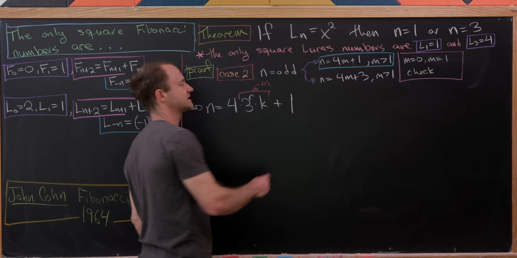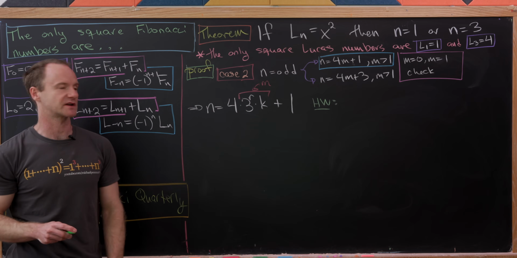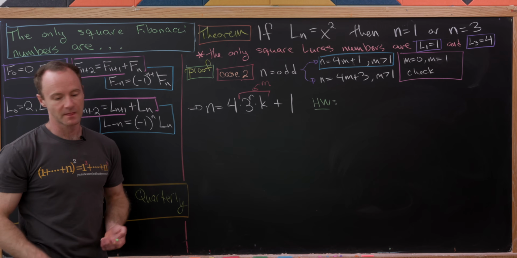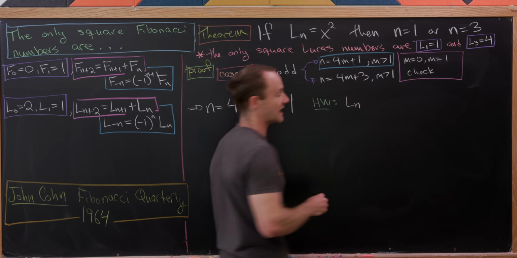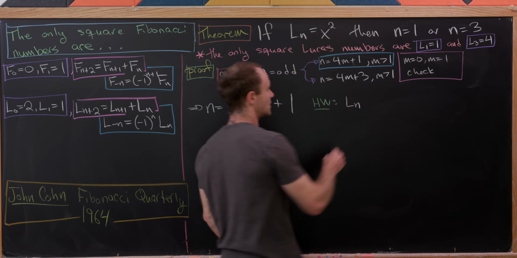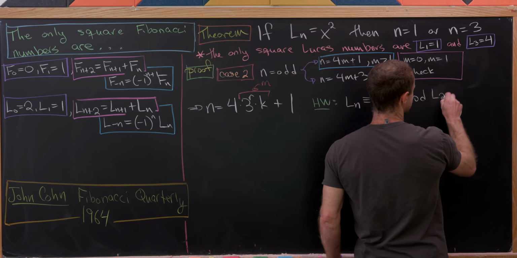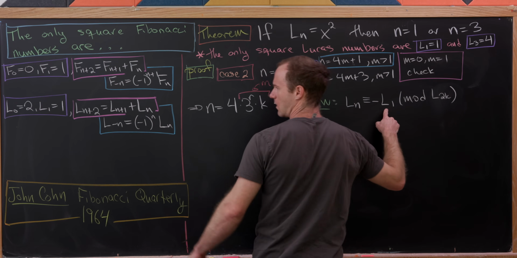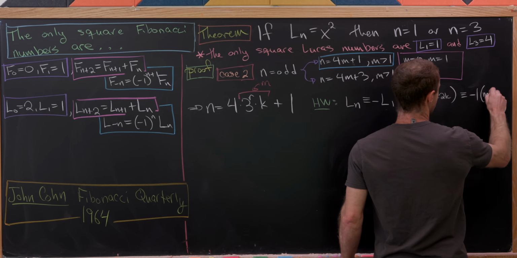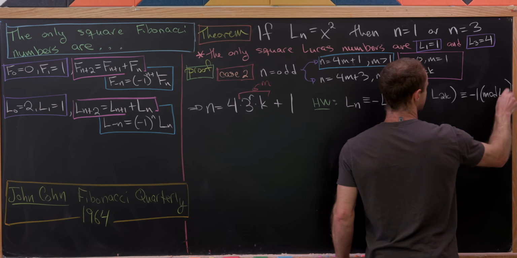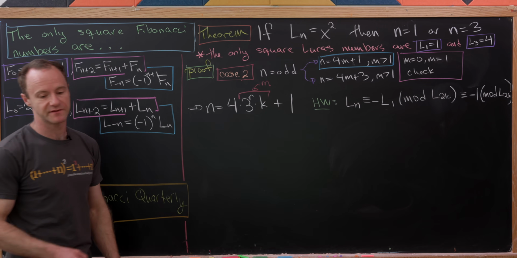And now for the purposes of time here, I'm gonna leave another homework exercise. There's kind of a lot of homework exercises in this video, but I think that's okay. That would be that in this setup, we have L sub n is in fact congruent to negative L sub 1 modulo L sub 2k. But L sub 1 is simply equal to 1, so this is in fact congruent to negative 1 mod L sub 2k. Okay, great. And now we're ready for the final argument of this case.